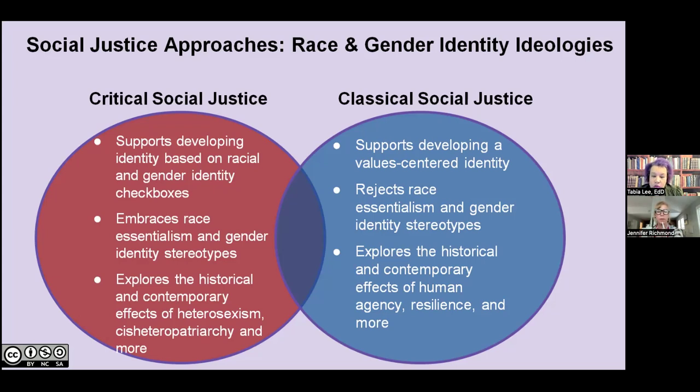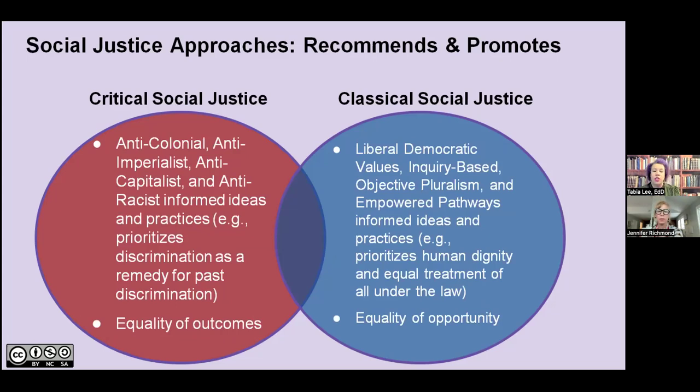A classical approach, on the other hand, really looks at developing a value-centered identity. It's a rejection of race essentialism and gender identity stereotypes, and it explores the historical and contemporary effects of human agency, resilience, and more. So again, these aren't comprehensive. We're just hitting at a high level on what these different approaches look like and how we may see them manifest. Another way to think about this is what does the philosophy or the ideology recommend and promote?